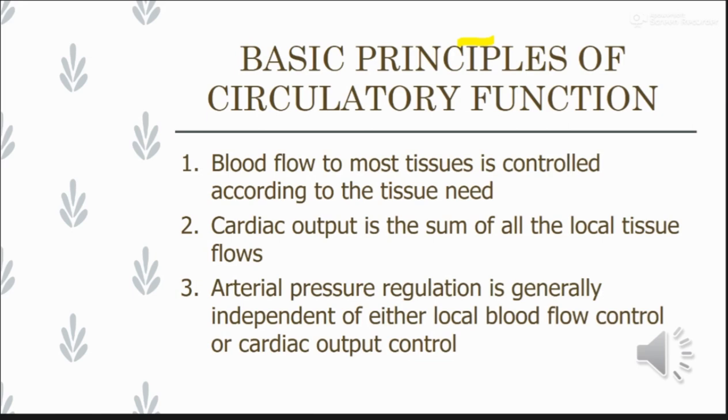Next one is arterial pressure regulation is generally independent of either local blood flow control or cardiac output control. What does it mean? The circulatory system is provided with an extensive system for controlling the arterial blood pressure. For example, if the arterial pressure falls significantly below the normal level of about 100 mmHg, for example it drops to 90 or 80, within seconds a barrage of nervous reflexes elicits a series of circulatory changes to raise the pressure back toward normal. Later we will be discussing what mechanisms regulate our blood pressure.